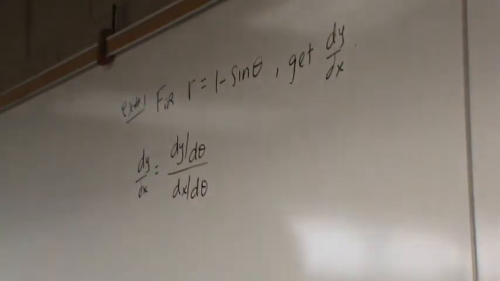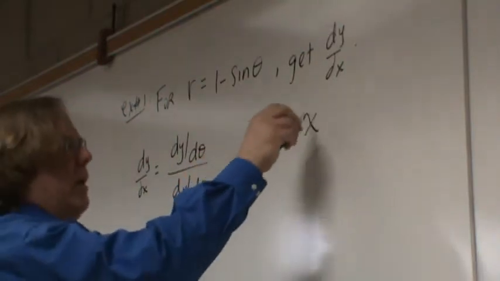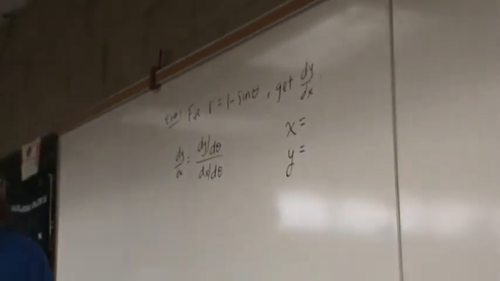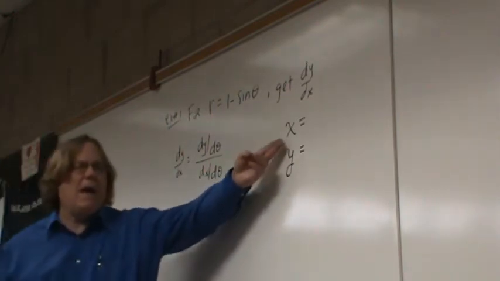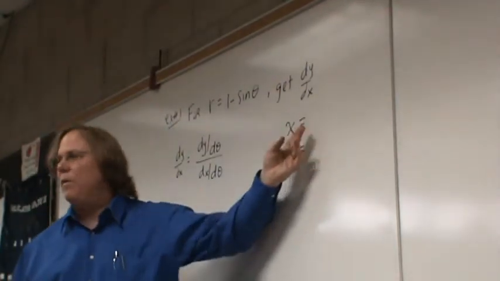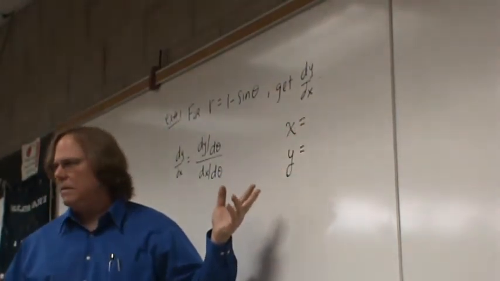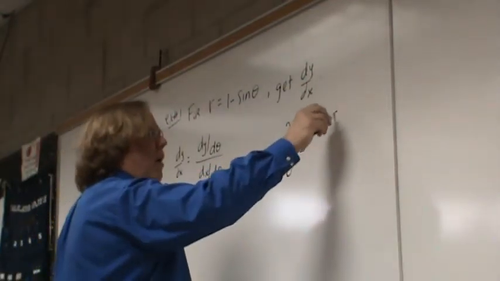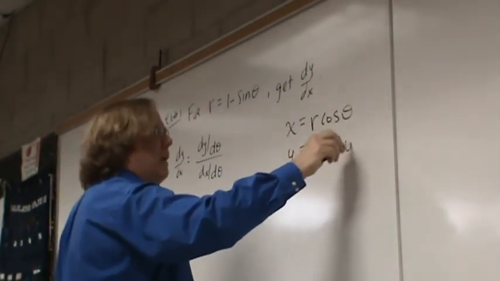The only problem is I don't have an expression for x or y. I only have an expression for r. Gosh, I wish there was some equation that could get me an expression for x and y given an expression for r. Can someone think of one, where I have x on one side and I have r and theta on the other side? Oh my God, you guys are right. R cosine theta, r sine theta.